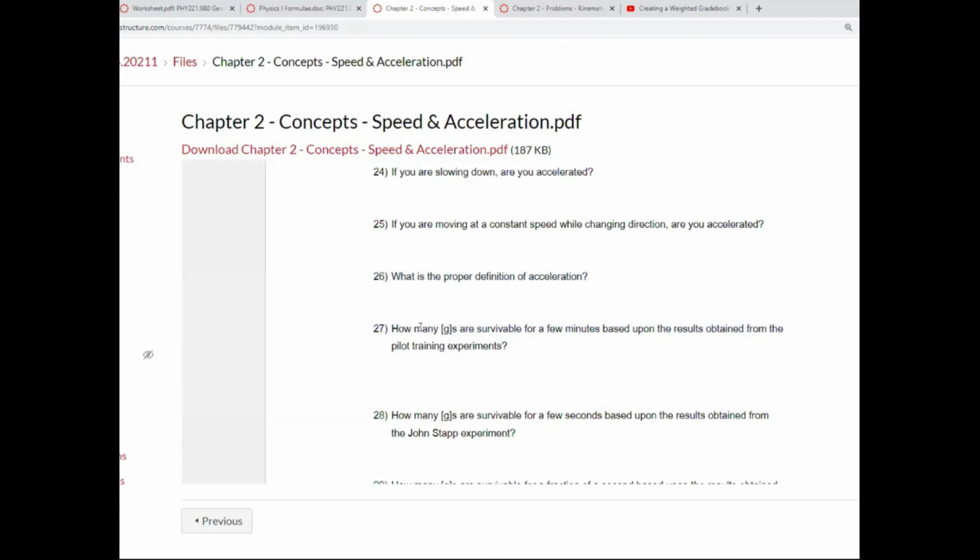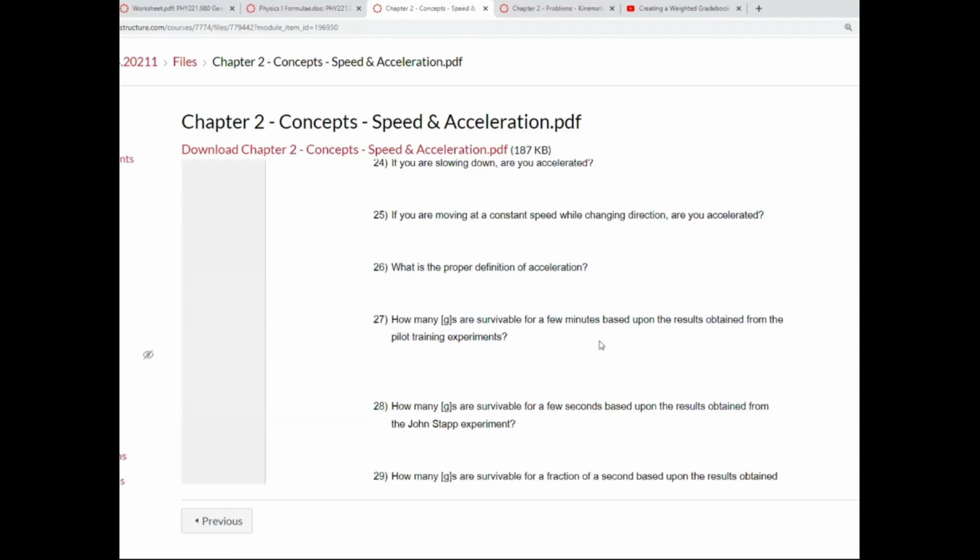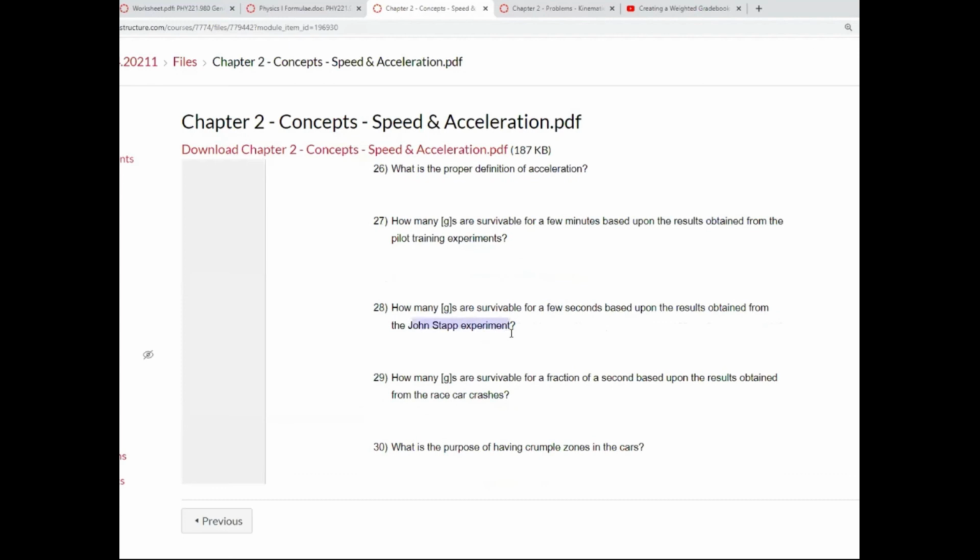From pilot training, we're talking about fighter jet pilots, they are trained between 7 to 12 Gs, up to a few minutes, so we know that's survivable. We know from the John Stapp experiment that you can survive up to 20 to 25 Gs for a few seconds. So that's a reasonable range. You can survive up to that 20 to 25 Gs.